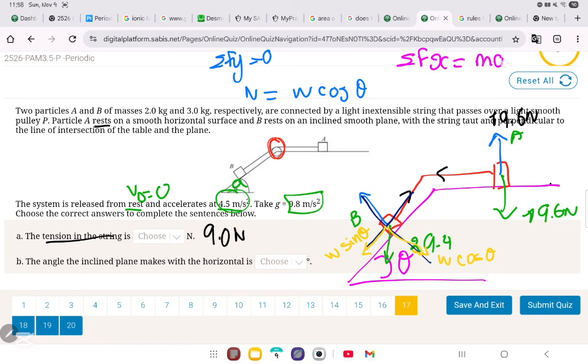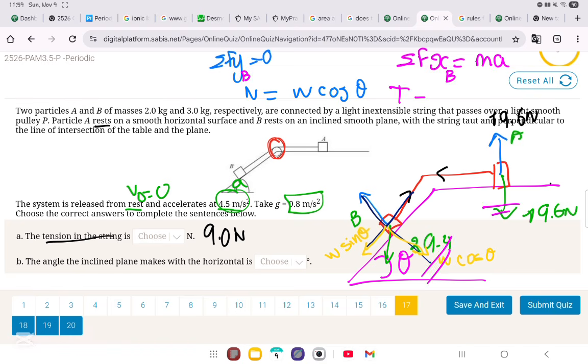And the tension versus the weight, they cannot be the same. Because if they are the same, they will cancel each other out. And if they cancel each other out, then the tension in block A is going to move block A and it's going to fall down. So this is why we say sigma of x is equal to ma.